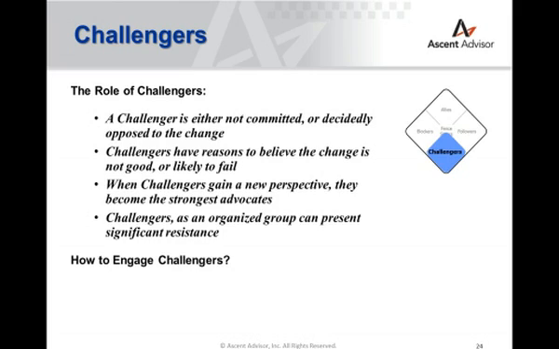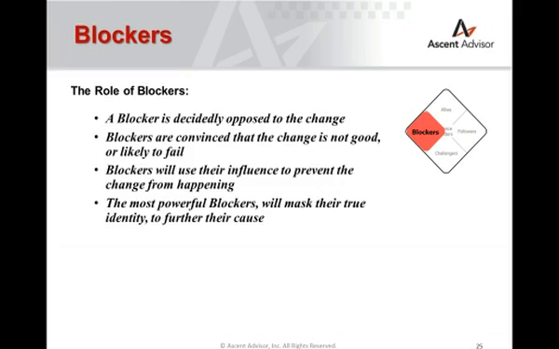So blockers. A blocker is decidedly opposed to the change, and they're convinced that the change is not good or is likely to fail. And blockers are often high-level managers or executives. They can also be those people with informal influence, and they will use their influence to prevent the change from happening. And I'll tell you a very quick story about how blockers may mask their true identity to further their cause. And they work behind the scenes.